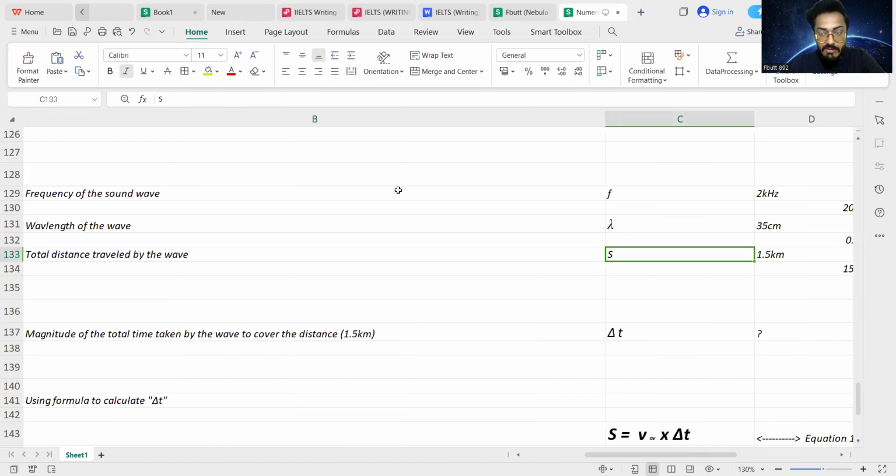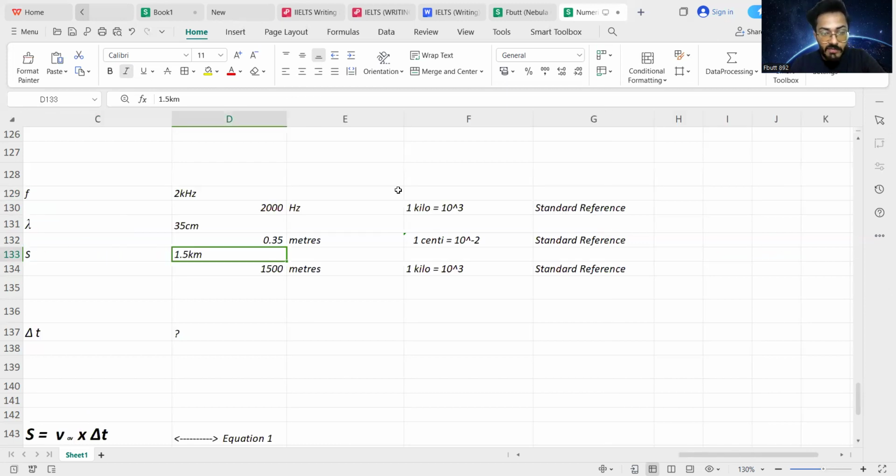Total distance traveled by the wave, which is small s, is equal to 1.5 kilometers. To convert kilometers into meters, which are the SI units of distance, I again put the value of 1 kilo, which is 10 to the power plus 3, and I have written it as a standard reference. So after converting, 1.5 kilometers is equivalent to 1500 meters.